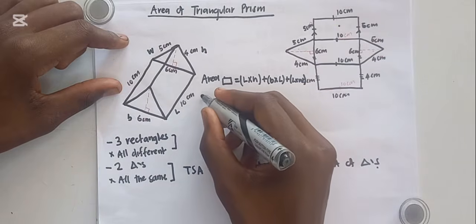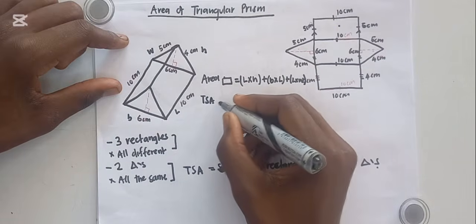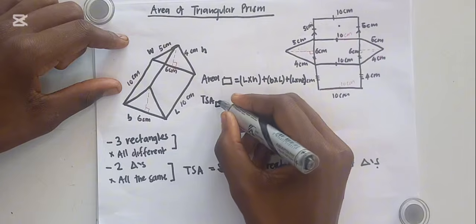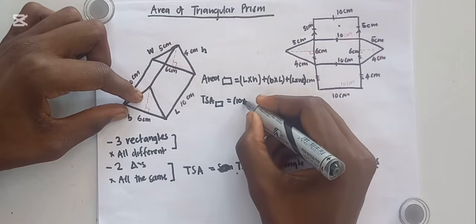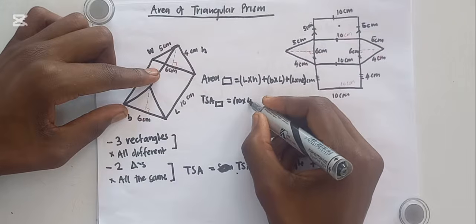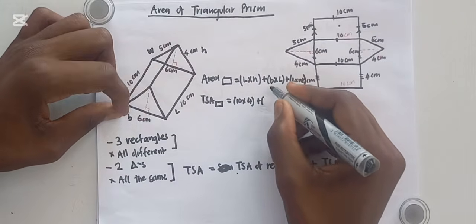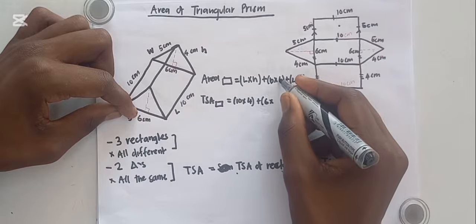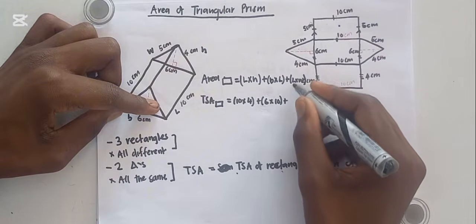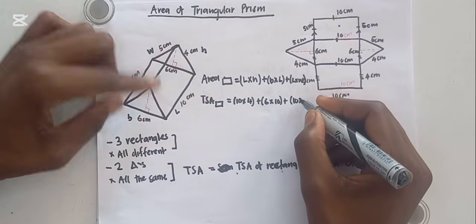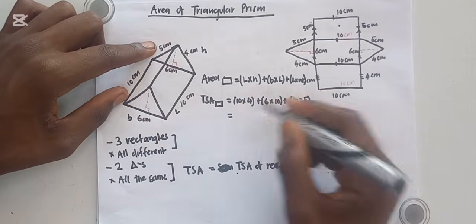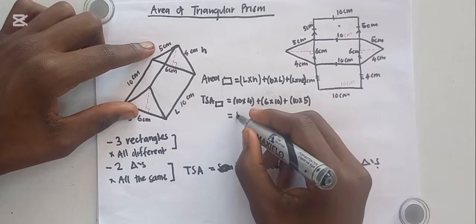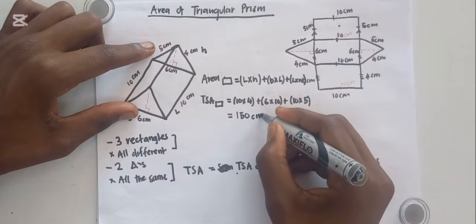So from here on, this is the total surface area of what? Of the rectangles. So it's going to be equal to the length is 10, which is multiplied by the height, which is 4, plus the breadth is 6 multiplied by the length, which is 10, plus the length also is 10 multiplied by the width, which is 5. So if you work this one out in your calculator, you're going to get 150 centimeters squared.